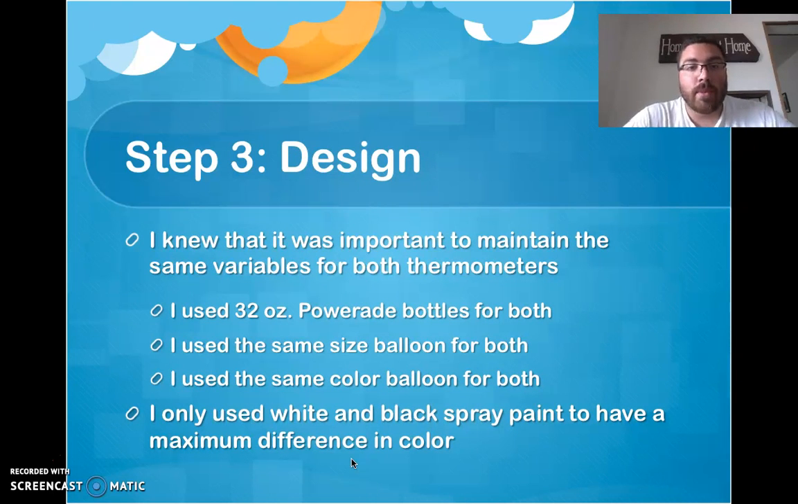So on to step three, which is the designing phase. I knew that it was important to maintain the same variables for both thermometers, therefore I used 32-ounce Powerade bottles for both, so maintaining the same bottle size. I used the same balloon size for both, and I also used the same balloon color for both, because as I said before, potentially if you used a darker color balloon compared to a lighter color balloon, that could affect the time that it takes to inflate. And I only used white and black spray paint to have a maximum difference in color.